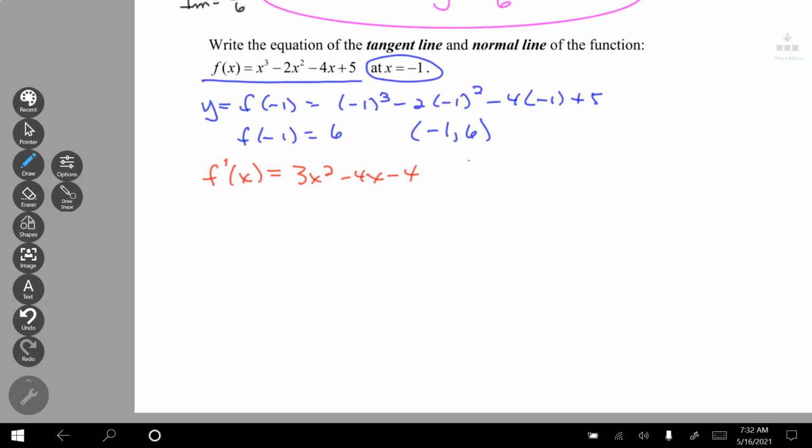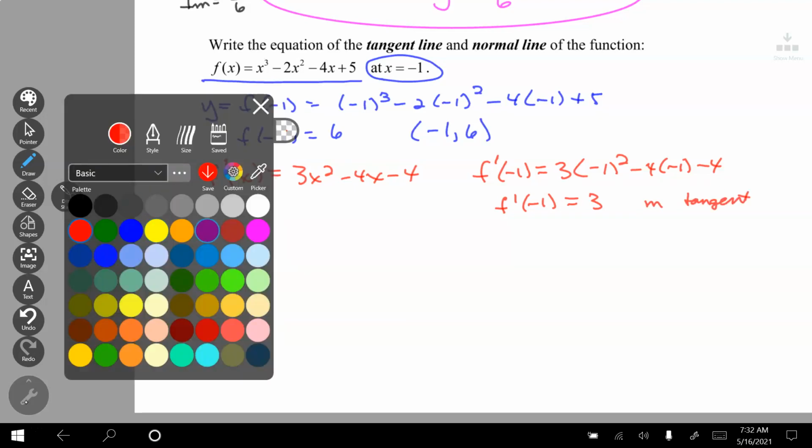But I really want it for this specific x value of negative 1. So f prime of negative 1 is going to be 3(negative 1) squared minus 4(negative 1) minus 4. So I get f prime of negative 1 is equal to 3. And this is the slope of my tangent.